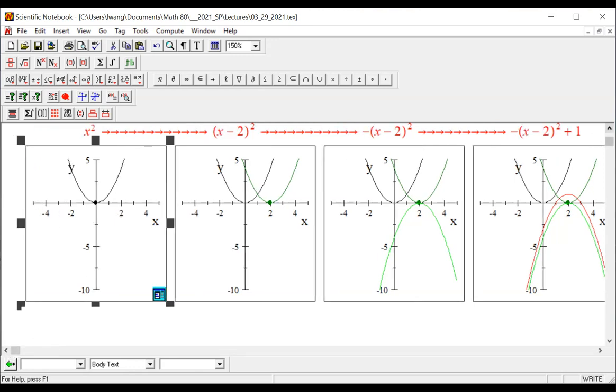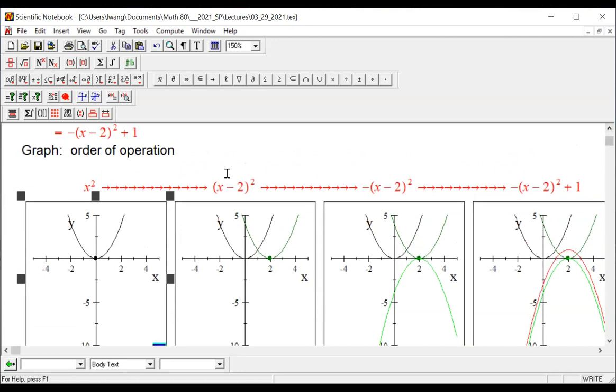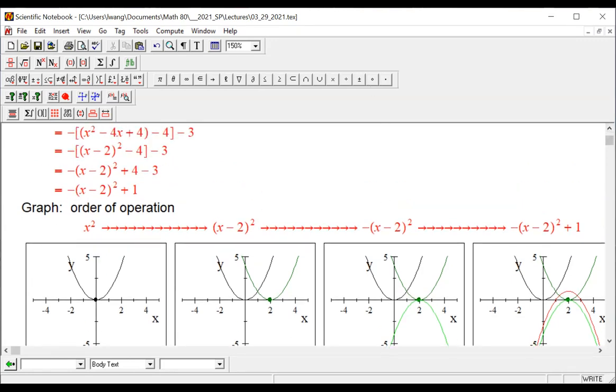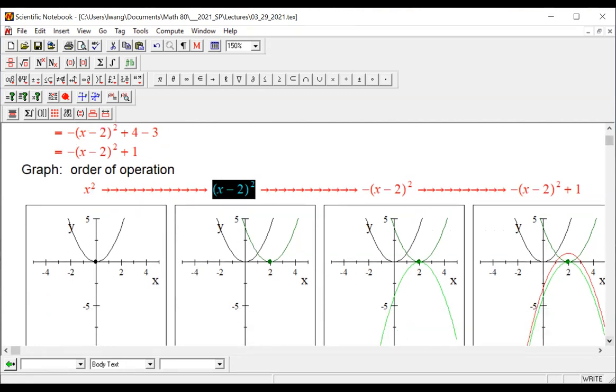So this is the picture. The red one is the final one. Of course, the picture you see in the notes, in the handout, is the final picture, removed of all the other pictures. But you can see the movement of generating these pictures. From x squared, we do x minus 2 squared, which is shifting to the right by 2 units.